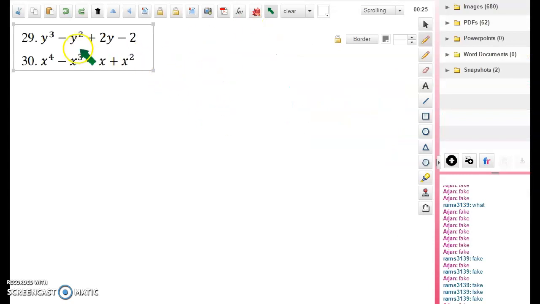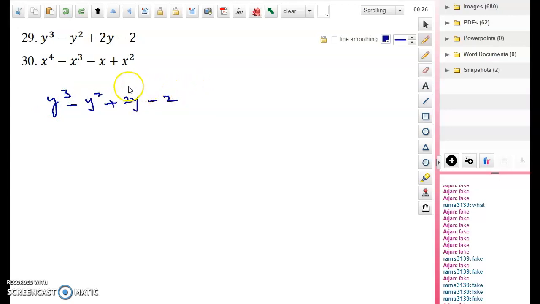When you have a question like this, it doesn't come as a factoring itself. What we need to do is, I'm going to write down the question: y cubed minus y squared plus 2y minus 2. When I look at this question, I am looking at what I can factor out of these. In these two I can take the y squared, in these two I can take the 2. So I'm going to take the y squared out of these two, and I'm left with y minus 1.